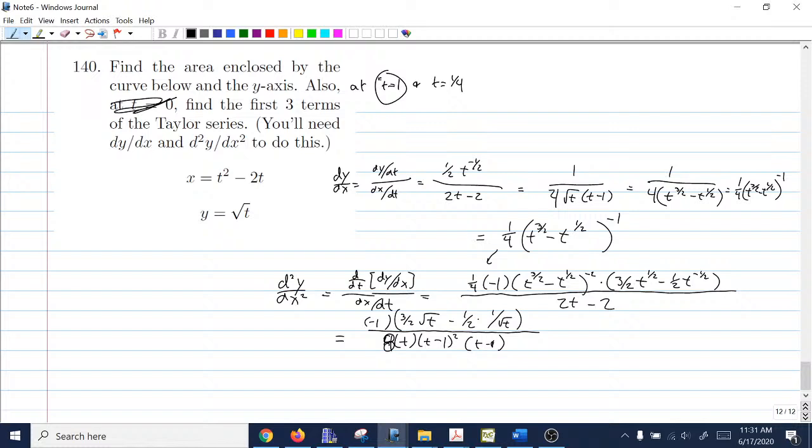To do one of these Taylor series things, I'm going to need the x value, the y value, dy dx, and d squared y over dx squared. Let's do all these things. At t equals 1, I have x equals 1 squared minus 2 times 1, which is negative 1. I have y as the square root of 1, which is 1. For dy dx, I plug 1 in. What's the best place to plug 1 in? Probably here. I get another undefined? Oh, it's undefined. That's how I fixed it. It's a place where the thing is undefined, so I can't do it.